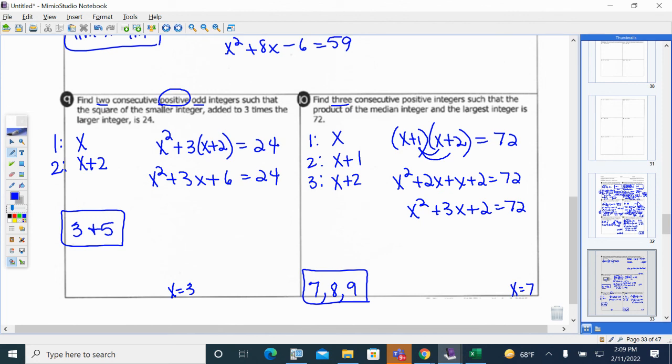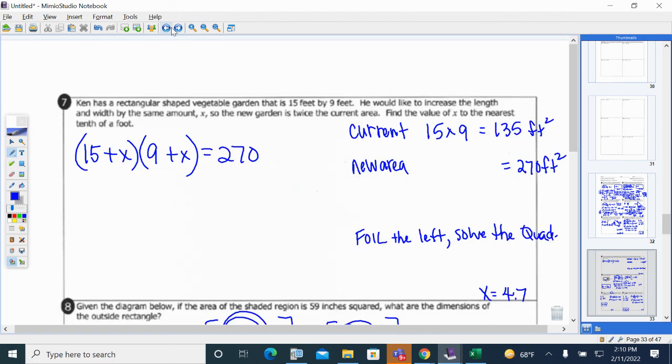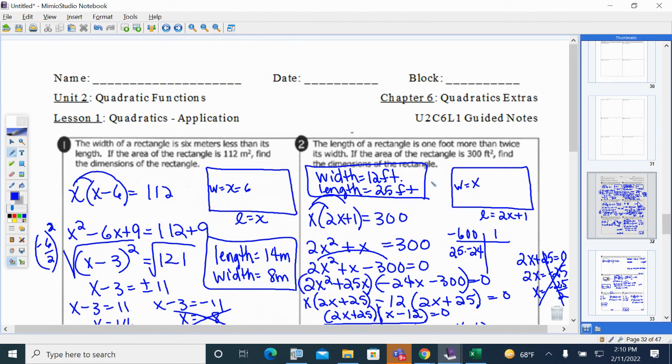So those are your notes for Chapter 6, Lesson number 1. Again, I showed you in the beginning the methods to solve. If you wanted to use factoring, you can. If you want to use quadratic formula, you can. If you want to use completing the square, you can. I just helped you get everything set up and gave you the solutions. So those are your word problems and your notes for this lesson.